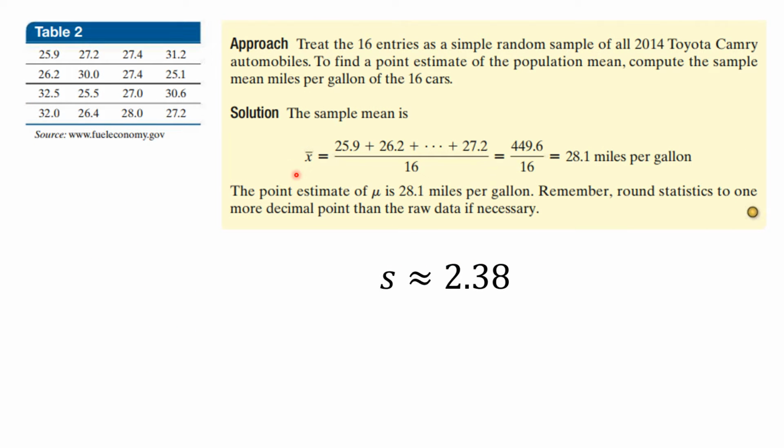Okay, well, x bar is going to be, you add up all those numbers and divide by 16, how many there were, and you get 28.1 miles per gallon. And remember that we round statistics to one more decimal place than the raw data if necessary, and we do this only at the end of the problem. But that gives us the point estimate for mu based on this sample. And this is a sample, so this is going to be not sigma, but s, which is approximately 2.38.